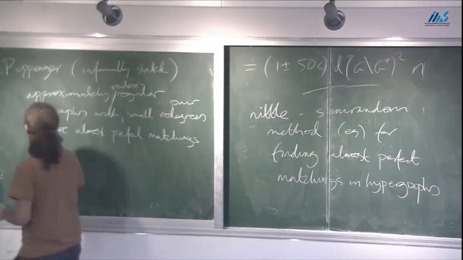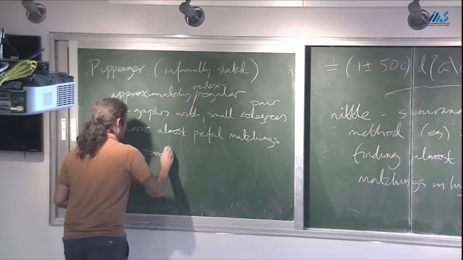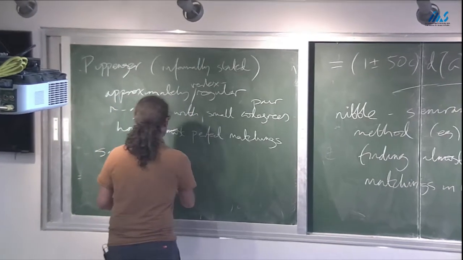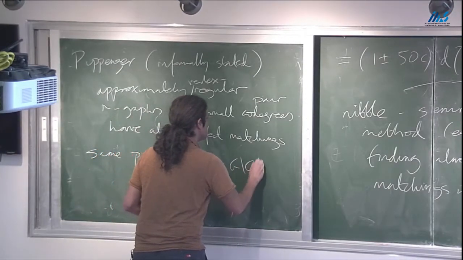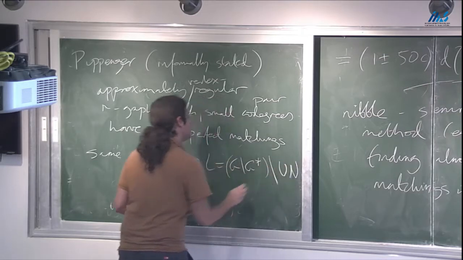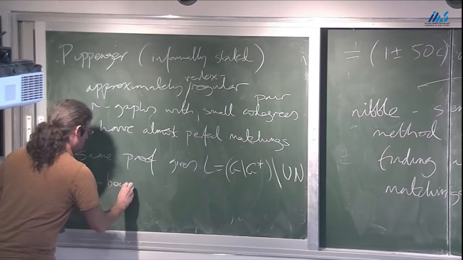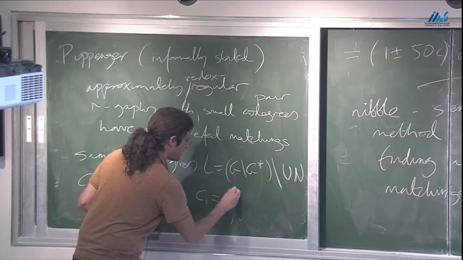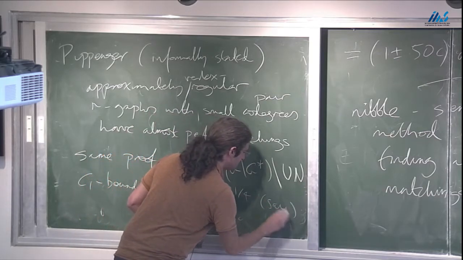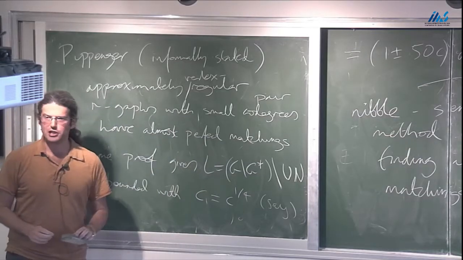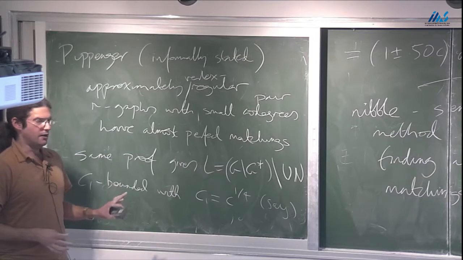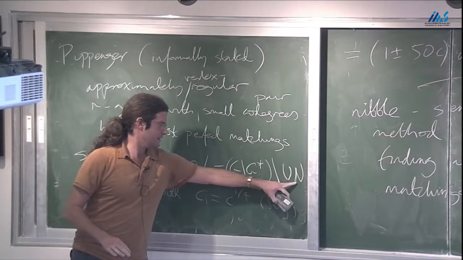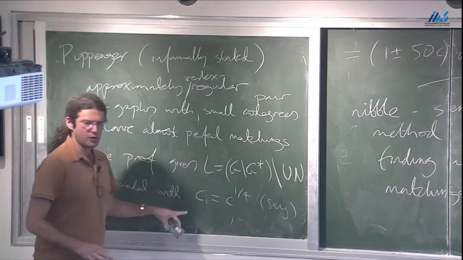So the same proof gives a leave L, which is C1-bounded, where C1 is, let's say, C to the quarter. So that was the first step of my strategy which I wanted to accomplish. I took the template and then I covered almost all of the edges not in the template by triangles, and the leave is bounded. It has small maximum degree.